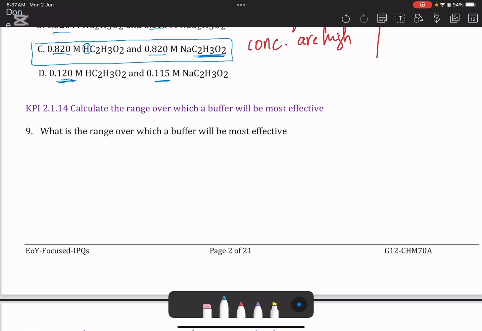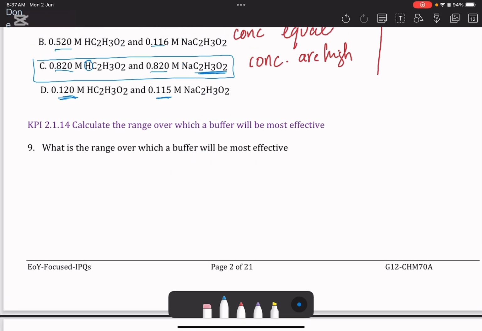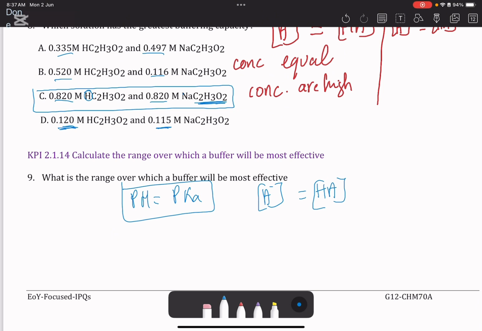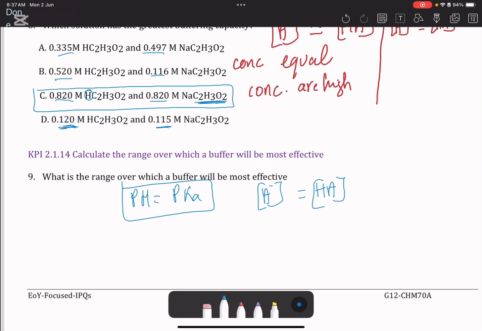Now, let's continue. What is the range over which a buffer will be most effective? So when I look at this formula, it is most effective when the pH equals the pKa, and that is when the A minus is equal to the HA. So when they are about the same, the closer they are to each other, the better the effectiveness of the buffer. Now let's continue.